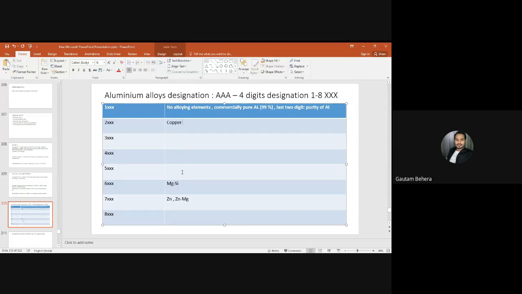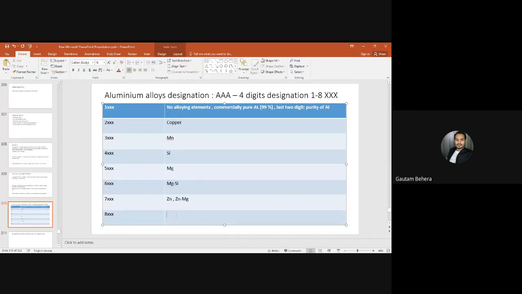Now, how to remember the other series? So you can see this is magnesium, M for magnesium. So now I can designate 3000 series like this. 3000 series, it is manganese. M for magnesium, M for manganese. So in this way I remember. And now the 4000 series, I can write silicon. Silicon is here, right? And 5000 series, I remember like magnesium only. Magnesium is here. So in this way I remember.